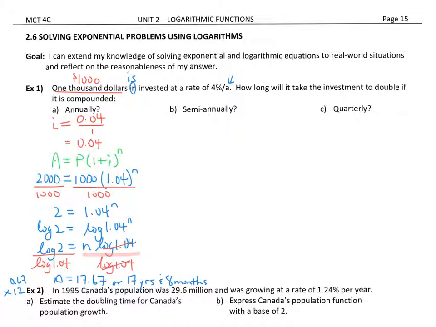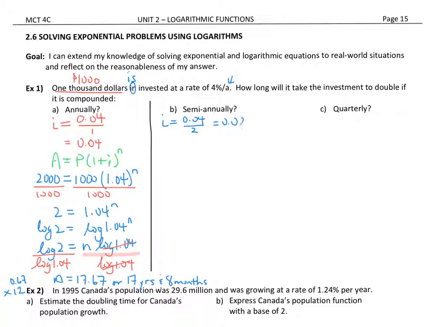I'm just going to try and draw a line down here to separate these questions just so that we can have a visual separation and we don't get confused. Now our interest here is compounding semi-annually. So when I calculate my i, this time we've got 0.04 divided by 2, which gives us 0.02.